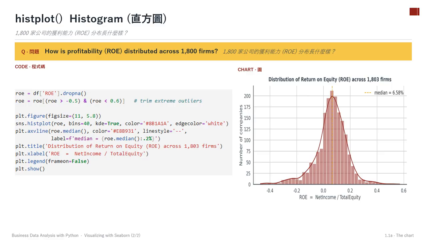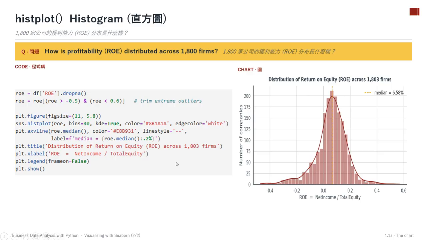What is the thing we needed to do? We want to show the ROE median. So this line is the ROE median. And we also needed to set the color and a line style, dash dash. Okay, we just give the dash line. And also the label. What does the label mean? The label is just here: Median is equal to 6.58%. Okay, so that is a label.